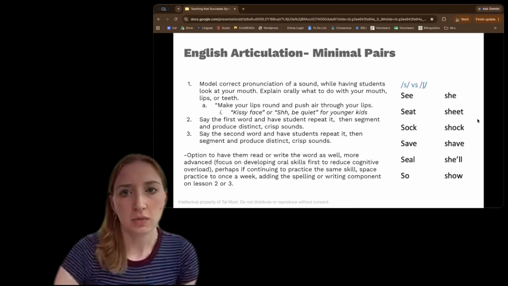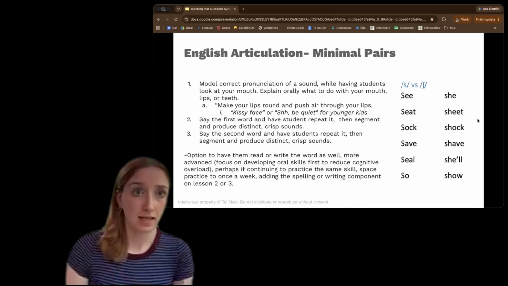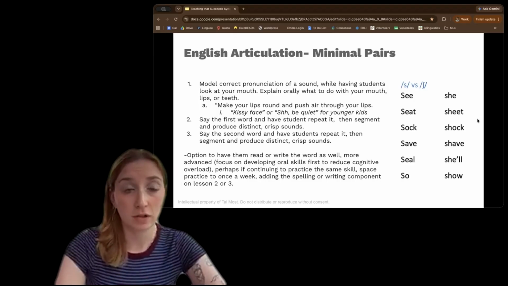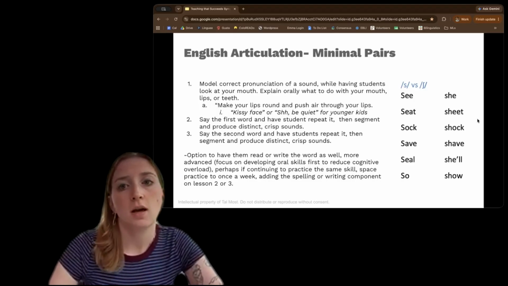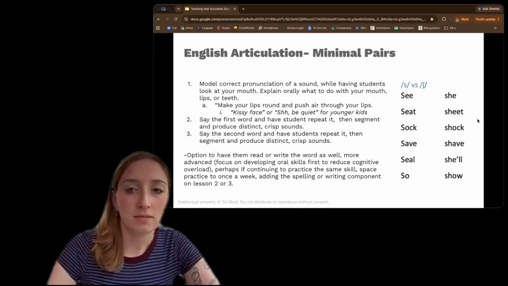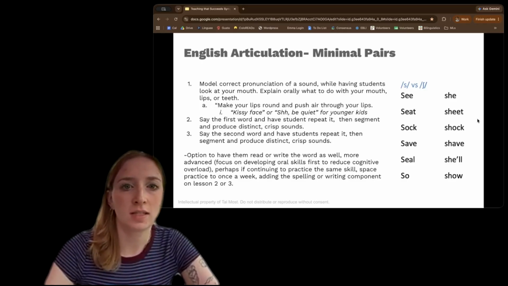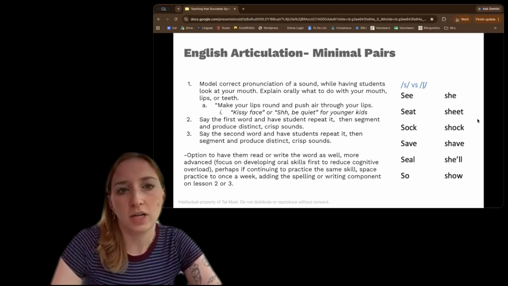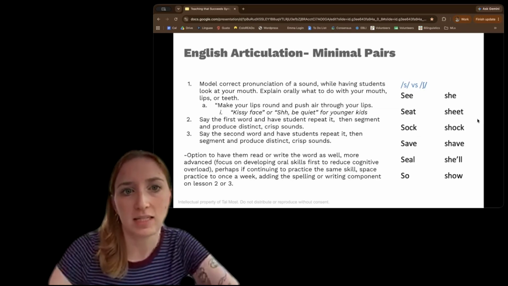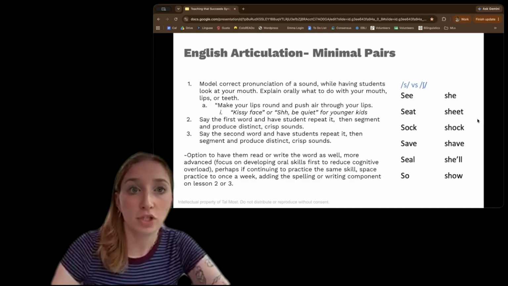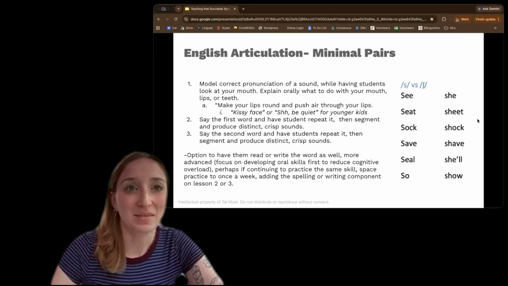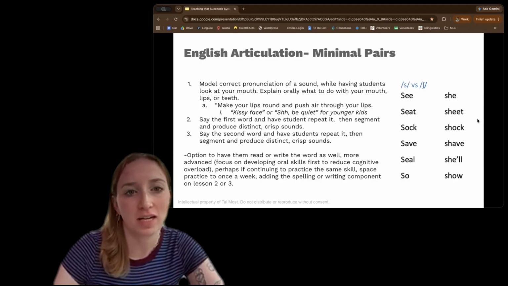So how can we use this with students? At the end, I will have a very long list of these minimal pairs linked in that are specifically designed for challenging sounds for Spanish speakers. For example, see and she, in which the sounds s and sh are being directly practiced. We're going to explain to our students first how we want them to make that sound. Make your lips round and push your air through like this. Sh. Or for younger kids, I sometimes do a kissy face, and then we go shh to form the sound with our lips correctly.